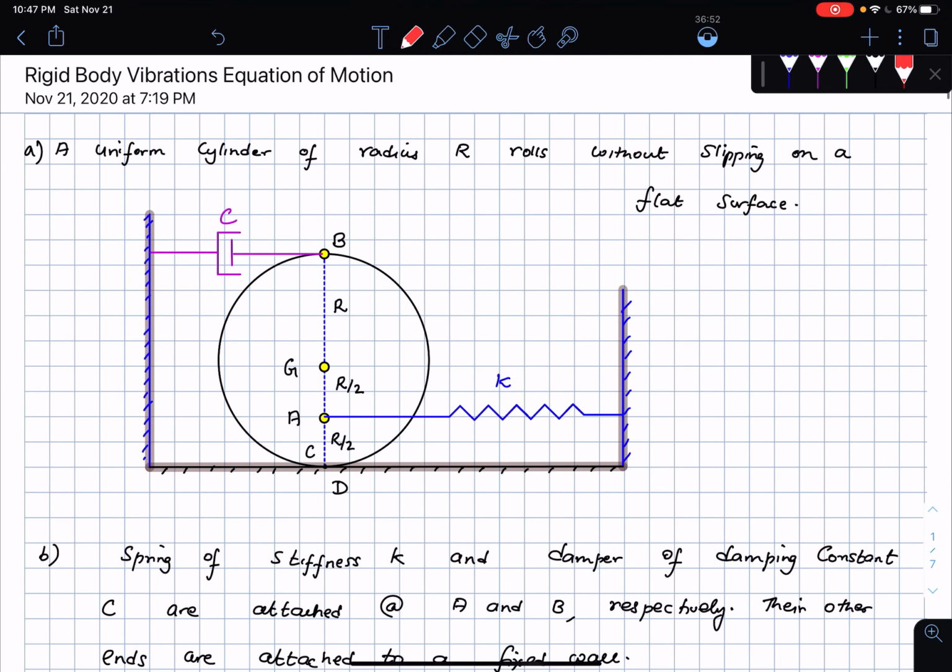So here is the problem. I have a disk. The disk is set into motion by means of initial conditions.